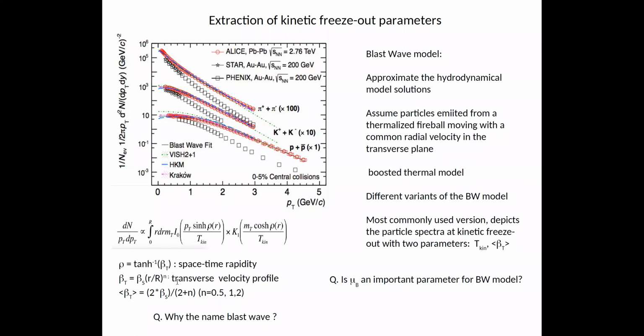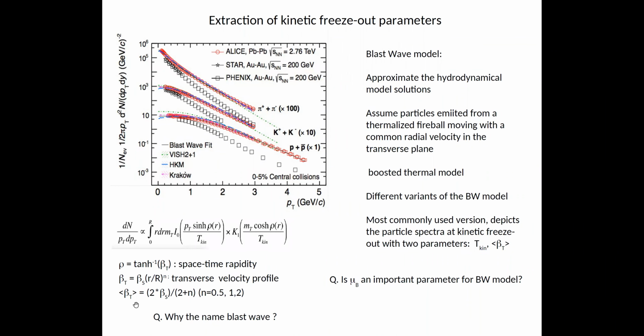And then from this velocity profile, you can calculate an average velocity, beta T, which you can write as 2 over (2 plus n) times beta S, where beta S is the velocity at the surface of the fireball.